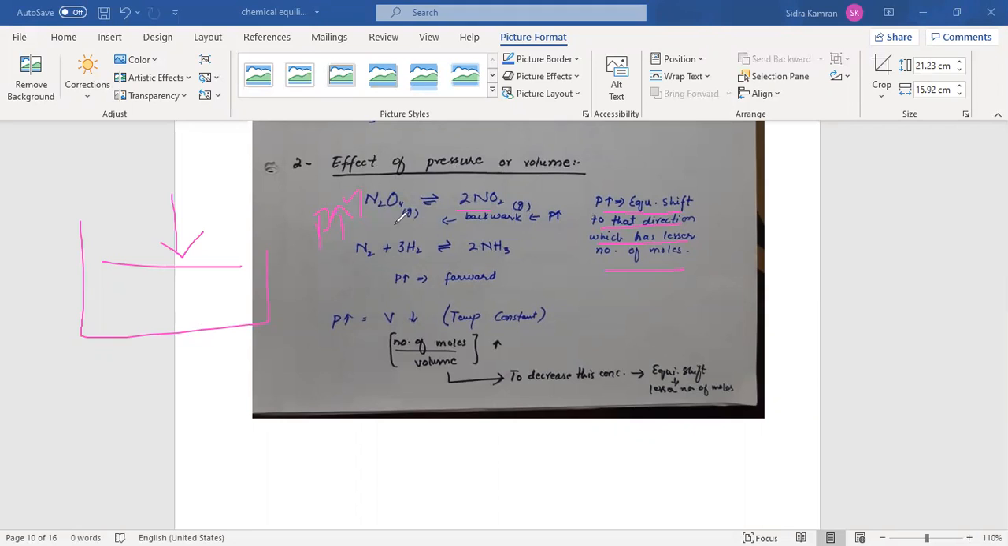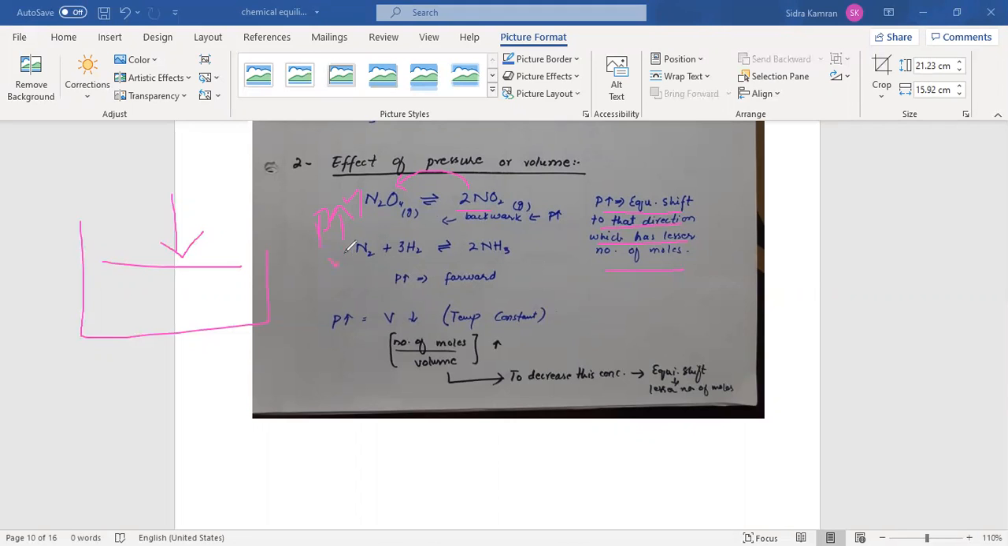On the reactant side, the number of moles is less. So the product will move towards the reactant. Backward reaction will be increased. Equilibrium shifts towards the backward side. So equilibrium is shifting towards the backward side when you are increasing the pressure, so the reactants will be formed more and more.